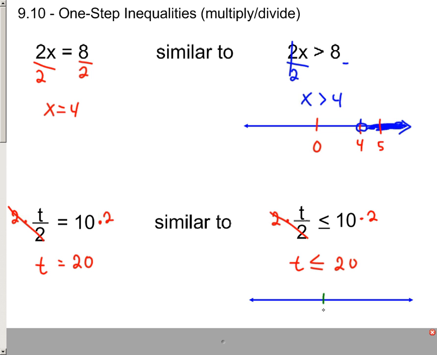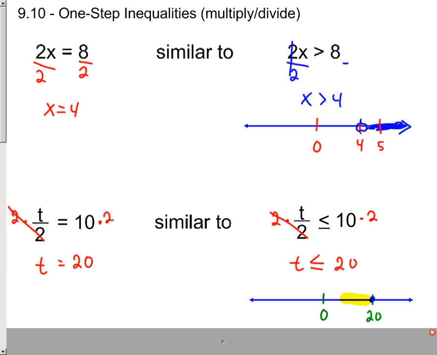If this was 0 right here, and this was positive 20, I would have to put in a solid dot on the 20 because we're saying 20 could make the statement true. 20 is less than or equal to 20. It's the equal to part that makes it true. It looks weird, but it is a truthful statement. But what's less than 20? Well, it's everything to the left of 20.